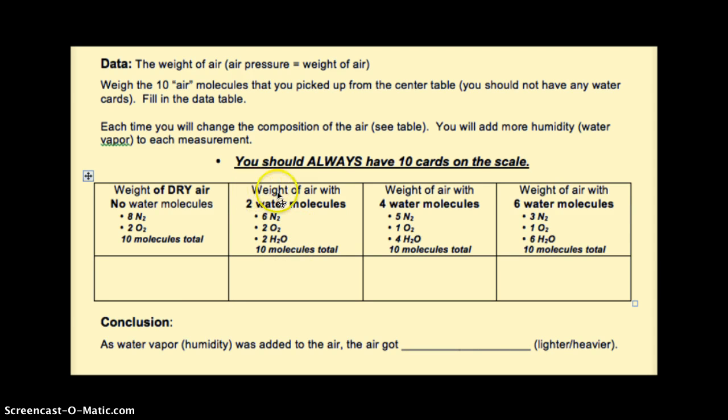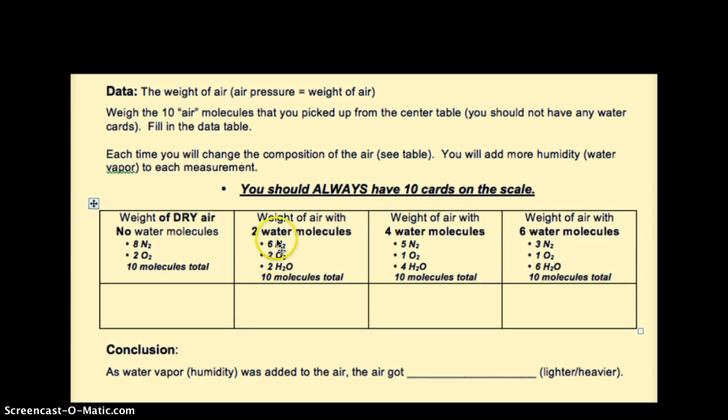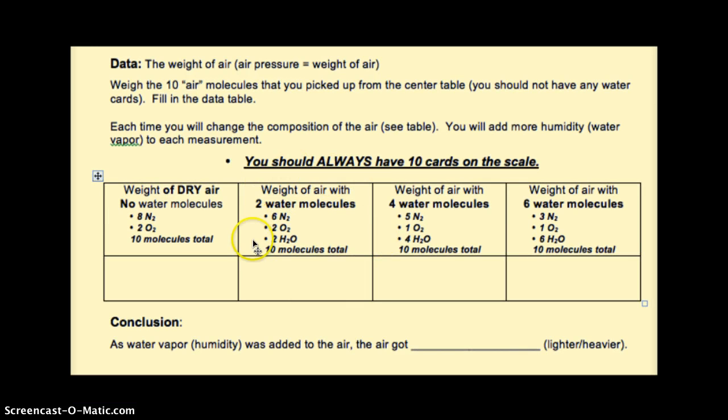Next, we want to know how much air would weigh if there's just a little water in it. So this time, notice I still want 10 molecules total. So this time weigh 6 nitrogen, 2 oxygen, and 2 water. So you're going to return 2 nitrogen and pick up 2 water. Okay, take turns going to the middle table and getting your cards. Make sure your scale reads 0. Now weigh these 10 cards.